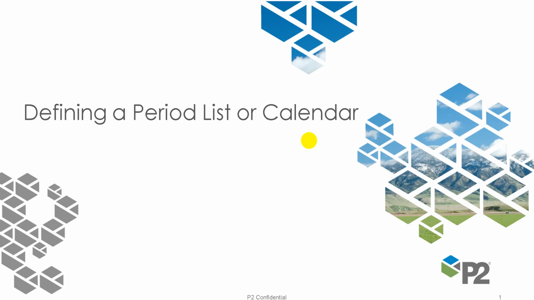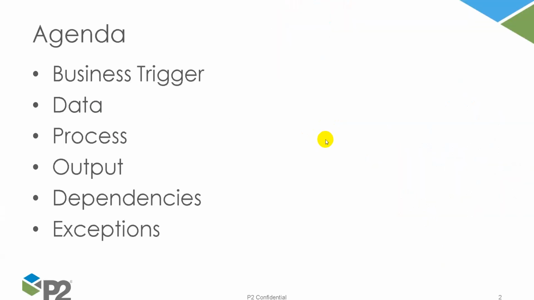In this video, we will see the process for defining a period list or calendar. We will look at the business trigger for the process, the data involved in this process. We will look at the process itself in the IDEAS screens, its output. We will talk about processes that depend on this and exceptions to the process.